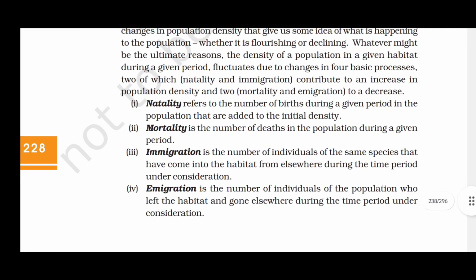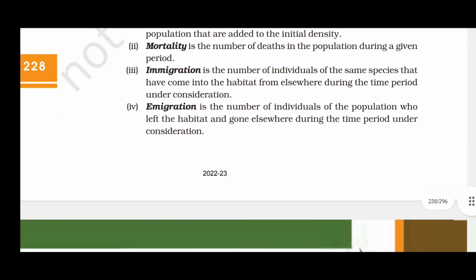First, natality refers to the number of births during a given period in the population that are added to the initial density. Second, mortality is the number of deaths in the population during a given period. Third, immigration is the number of individuals of the same species that have come into the habitat from elsewhere during the time period under consideration. Fourth, emigration is the number of individuals of the population who left the habitat and gone elsewhere during the time period under consideration.